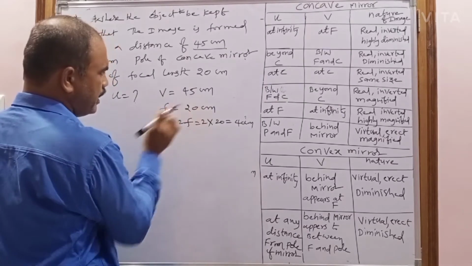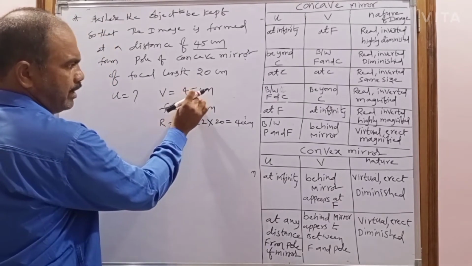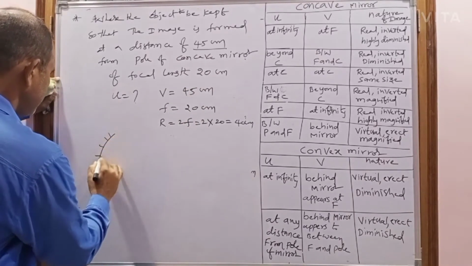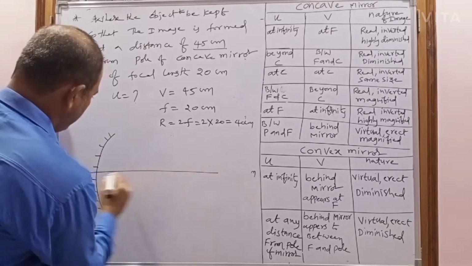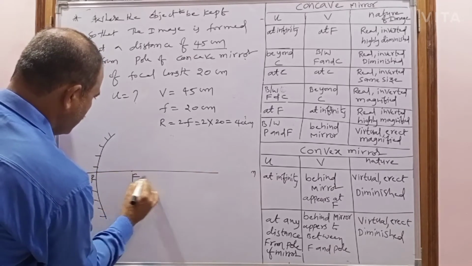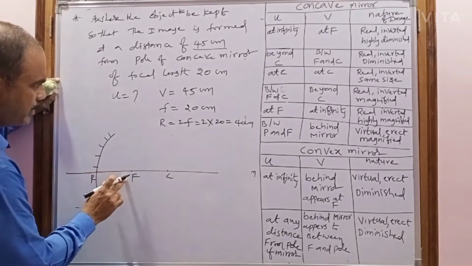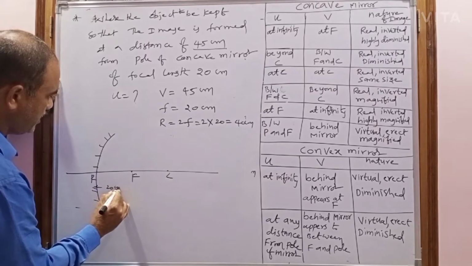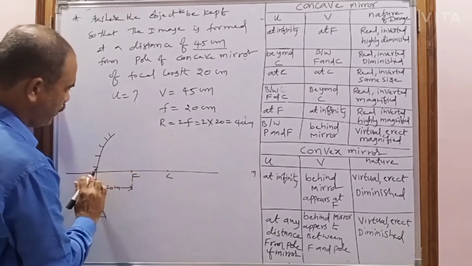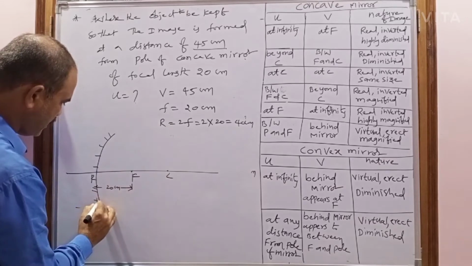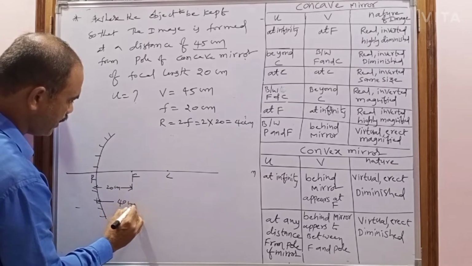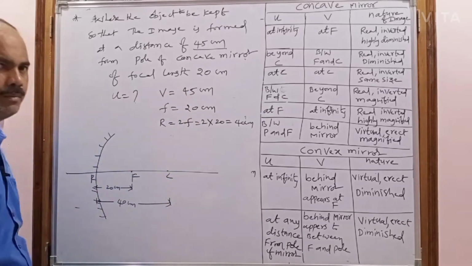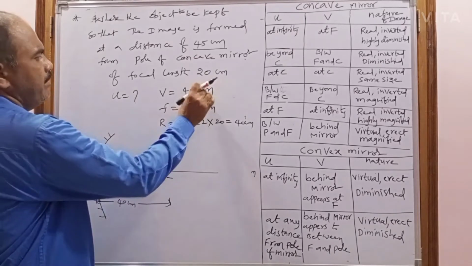So now you know R, the C distance, 40. You know F, 20. Then where is the image formed? At 45 centimeter. And now draw the diagram to guess. This is the pole, this is the focus, this is the center of curvature. From pole to focus is 20 centimeter. And from the pole to center of curvature, the radius of curvature, is 40 centimeter. Now guess where the image is formed. 45 centimeter.